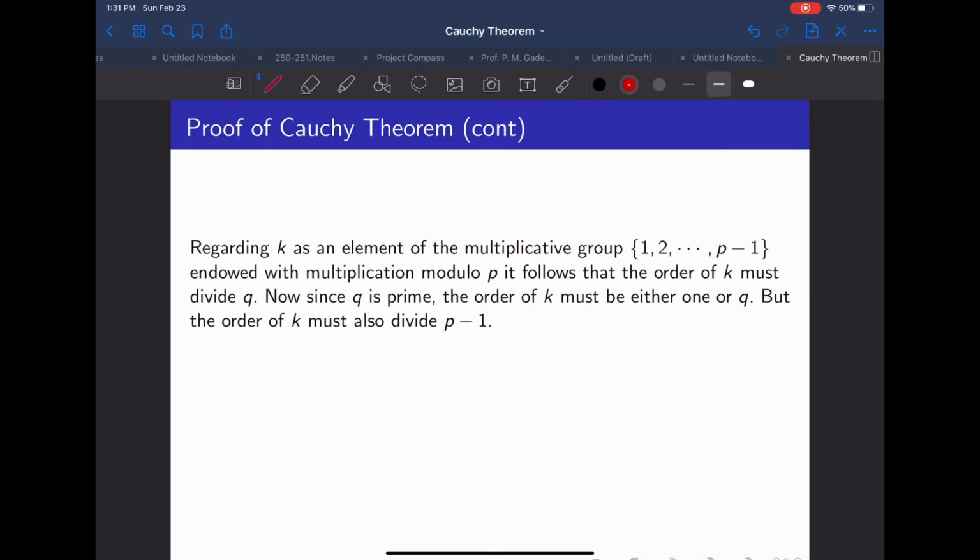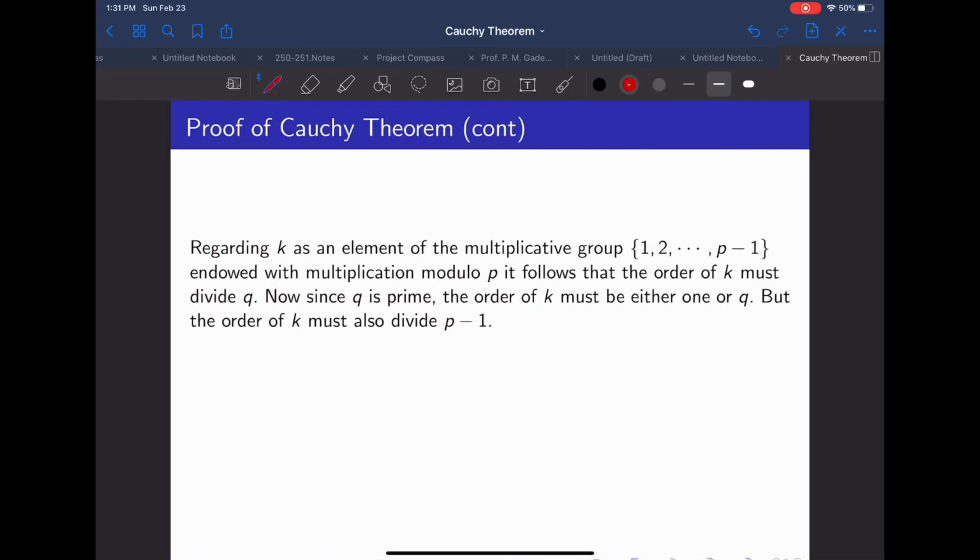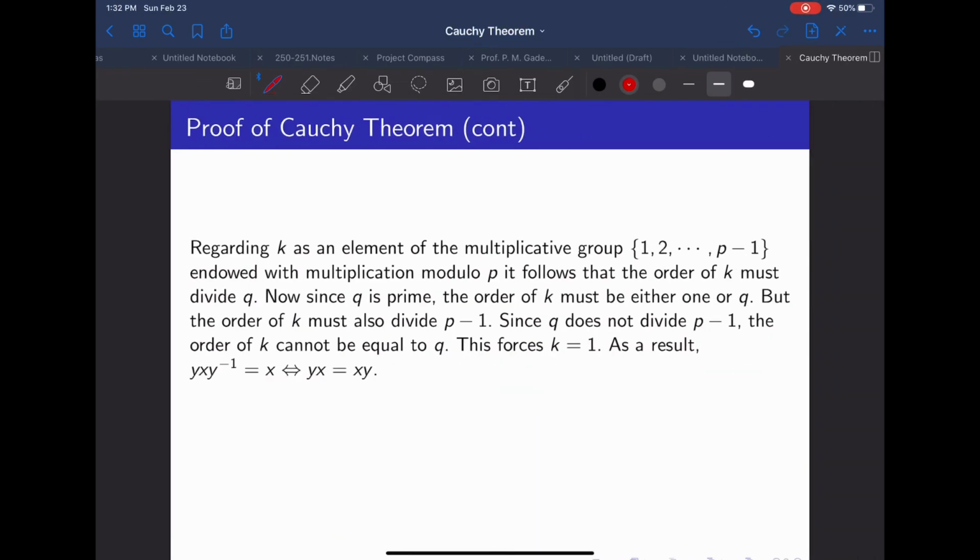But the order of k must also divide p - 1. Okay, why? Because k is an element of a group of order p - 1. Now, since q does not divide p - 1, the order of k cannot be equal to q. Okay? This forces k to be 1, and as a result, y x y^(-1) has to be equal to x. But then multiplying the right hand by y, you get precisely yx must be xy.